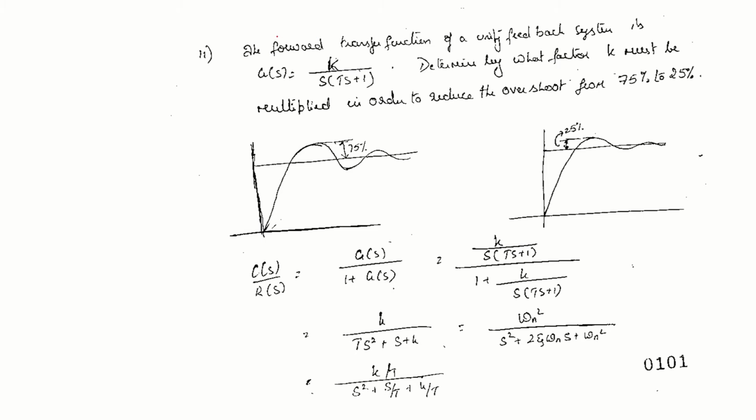The forward transfer function of a unity feedback system is G of s equal to K divided by s into (Ts plus 1). Determine by what factor K must be multiplied in order to reduce the overshoot from 75% to 25%. Right now, initially the overshoot will be 75%, then you have to reduce it to 25%. Then you can compare with this. You have to get zeta value.